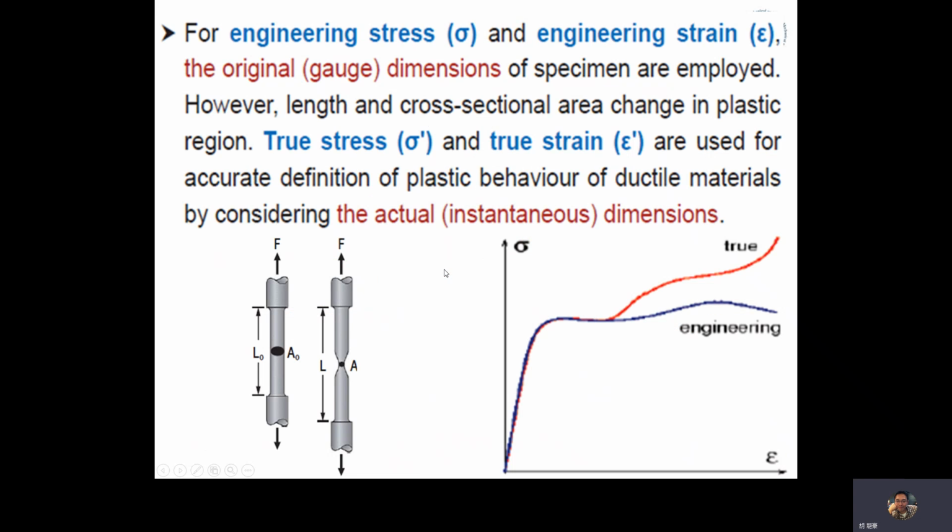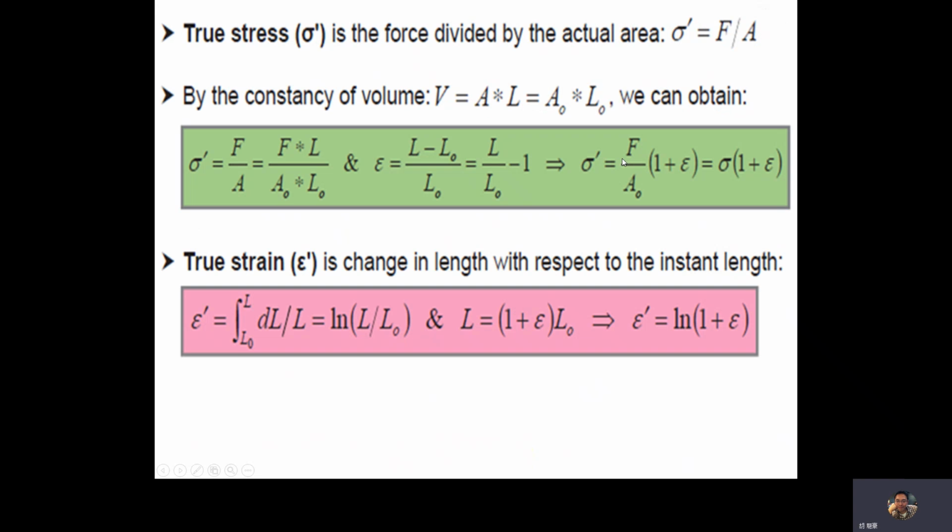So let's look at how to convert between the engineering and the true stress and strain. Remember the notation: engineering stress, engineering strain, true stress and true strain. I used different notation because I found this data from different sources. So we can calculate the true stress and strain from the engineering stress and strain.